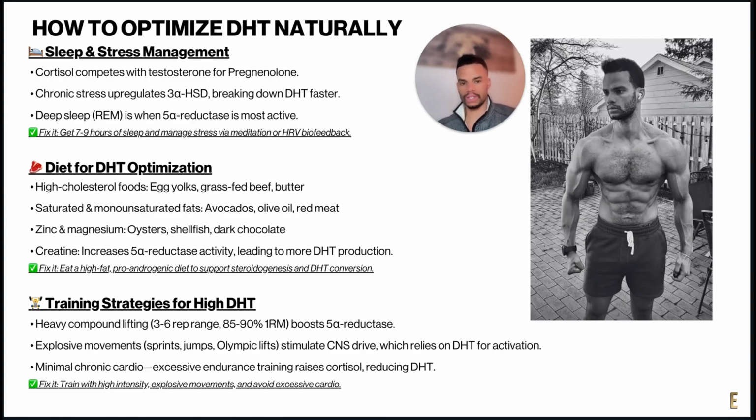Exercise also influences DHT levels, obviously. So heavy compound lifting, 3 to 6 rep range, 85 to 90% of your 1 rep max will stimulate 5-alpha reductase, which increases DHT production. Explosive movements, pro-androgenic training style, sprints, jumps, Olympic lifts will enhance CNS drive, which relies on DHT for activation. And minimal chronic cardio load is ideal. So excessive endurance training will elevate cortisol, which will suppress DHT. So the idea is that you want to train with high intensity, explosive movements and avoid excessive low intensity cardio.